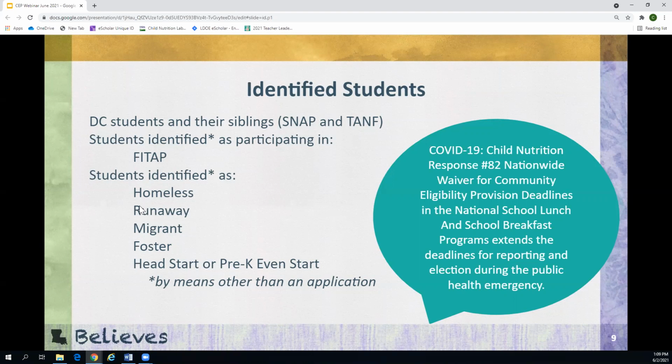So if you do have documentation supporting that you have placement papers of a child that's in foster care that you could use to support that the child is truly a foster child. If you have the McKinney-Vento paperwork supporting that a child or a family is homeless that you've received from your homeless liaison, these are the type of documentation that you would be able to use to support that these children are identified students for the purposes of CEP.